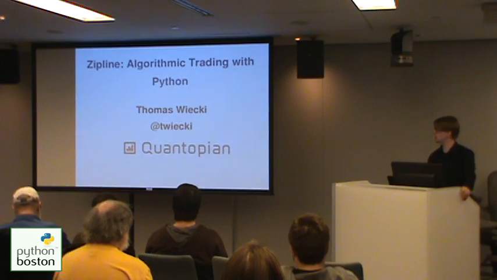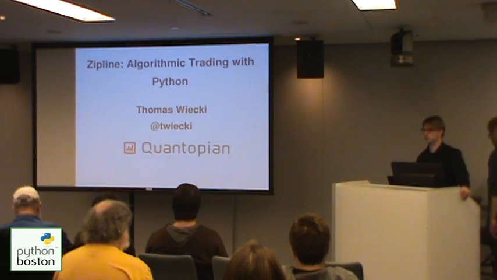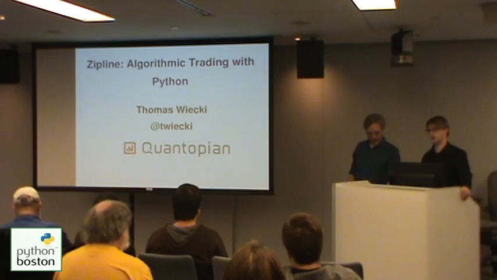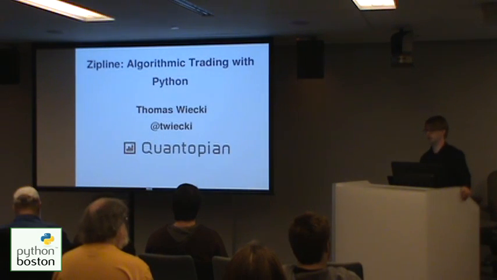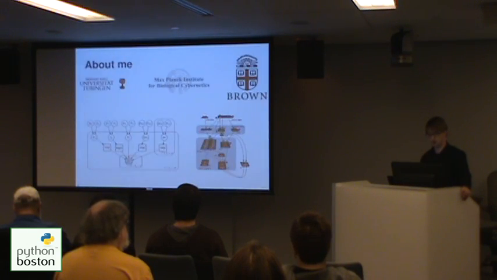So today I'm going to talk about Zipline, which is the open source backtester you can use for algorithmic trading research, written in Python. And I just want to introduce myself real quick. I studied computer science at the University in Tübingen, which is in Germany, as you might have guessed, where I also work at the Max Planck Institute for Biological Cybernetics. And currently I am pursuing a PhD at Brown University down in Providence.